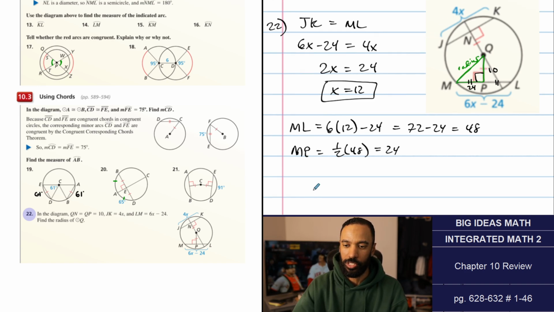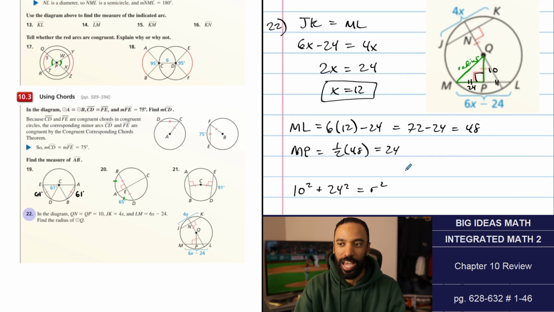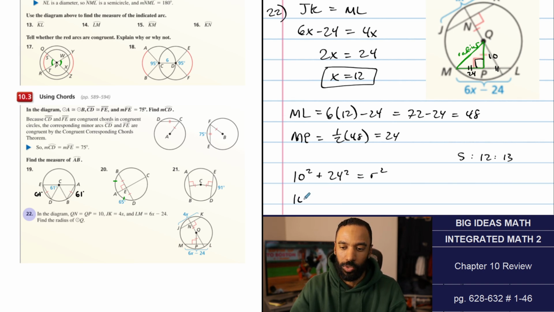This is where we finish this thing off, where 10 squared plus 24 squared equals R squared. And this isn't the first and last time, or maybe it's the last time. It's not the first time that we've seen a 5, 12, 13 Pythagorean triple. This is double, double, and double 13 should be 26. Let's go ahead and do the rest of the work.